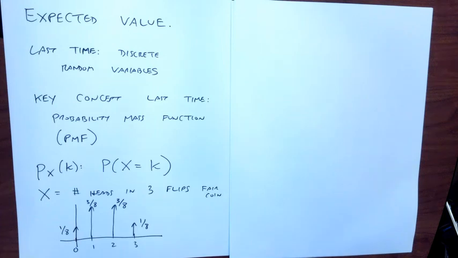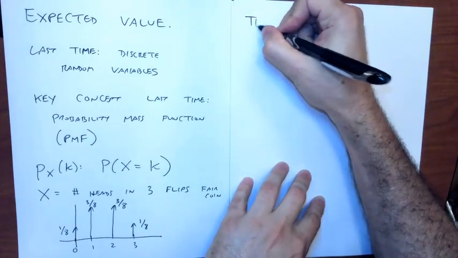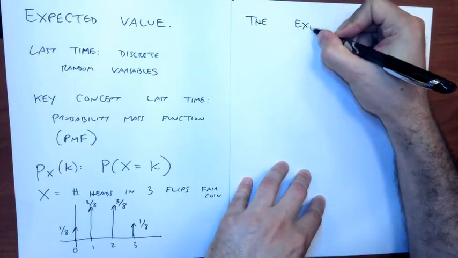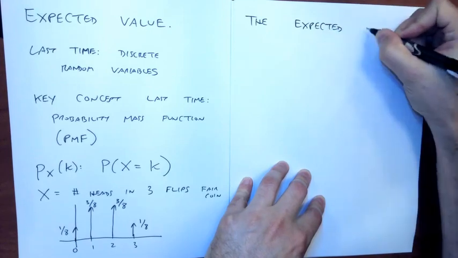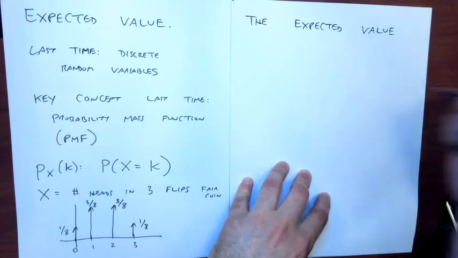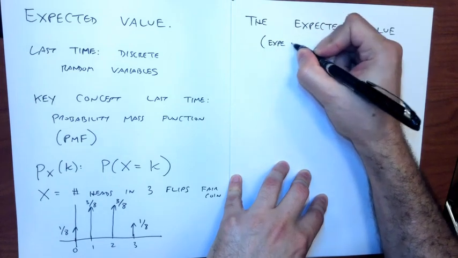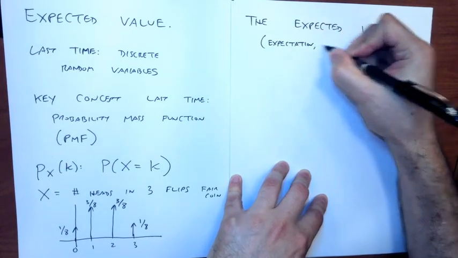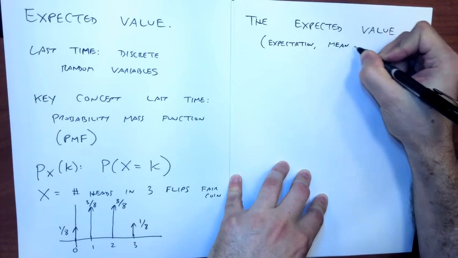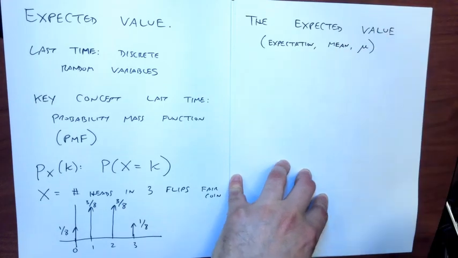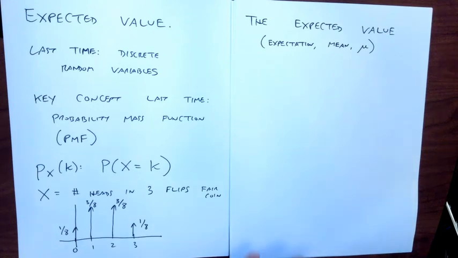And so now we want to talk about a way to concisely summarize some important properties of these distributions, right? And the most immediate one is what's called the expected value. So the expected value, and sometimes you also see this called the expectation or the mean or mu. All these terms basically mean the same thing.